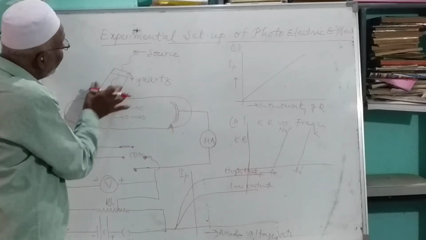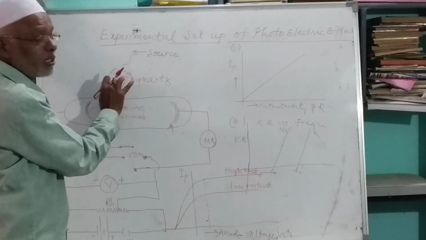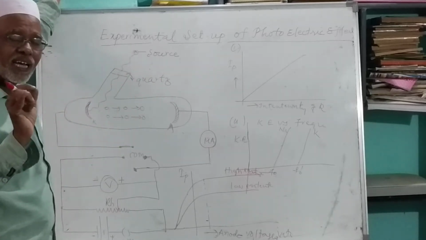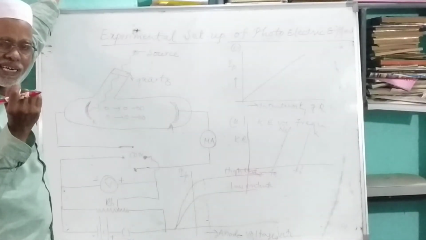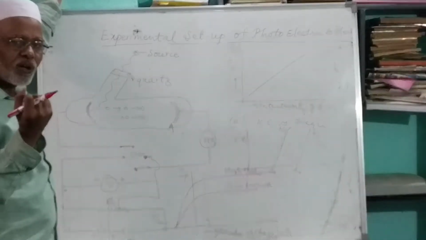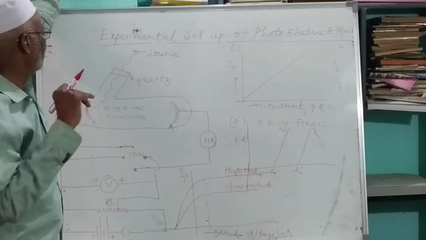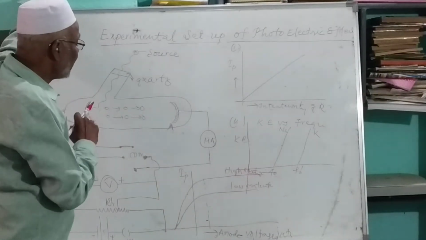It has a side tube, and the side tube is enclosed with the quartz window. The quartz window acts as a filter. The filter allows only a particular light radiation, whereas it absorbs the radiations other than the particular wavelength.